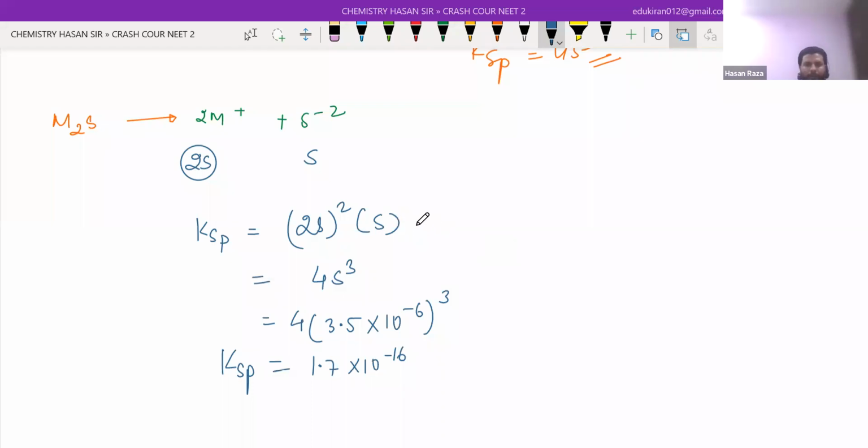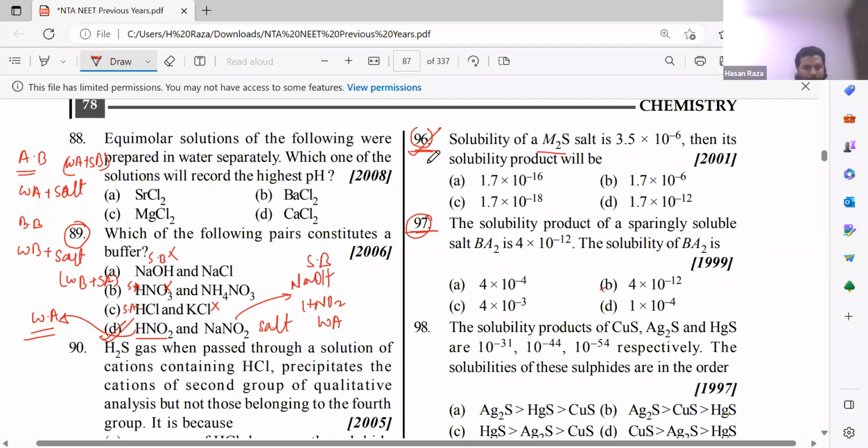Now question number 97. And for 97, what is 4 into 10 raised to? No, it's a wrong answer. Avino, please do check it. We need to calculate the solubility, that means S. The KSP is given.